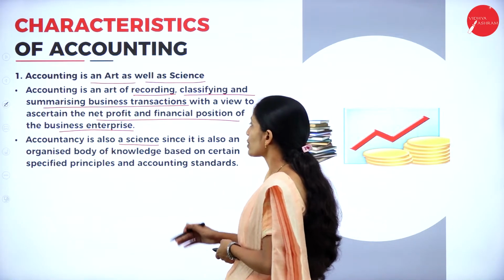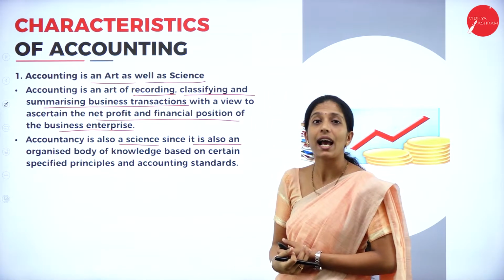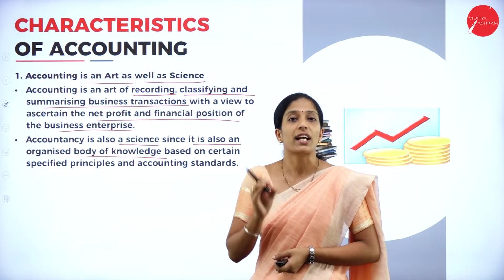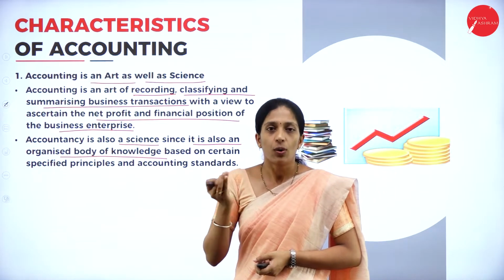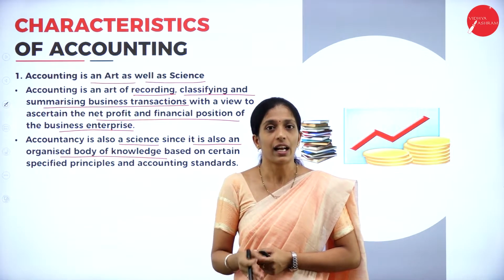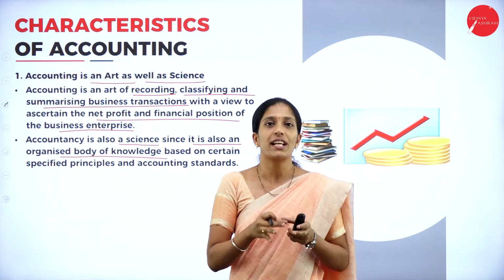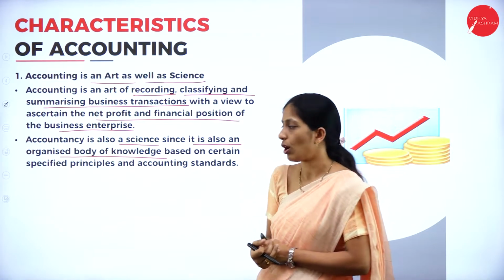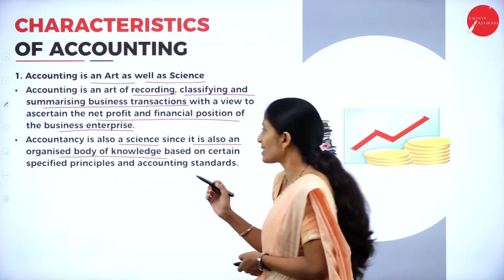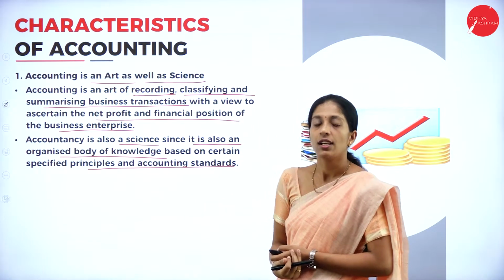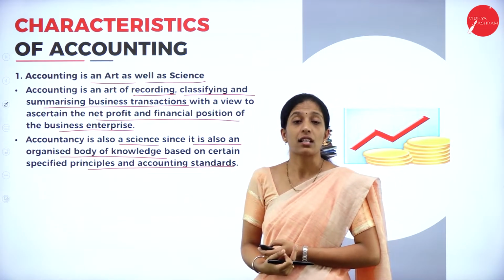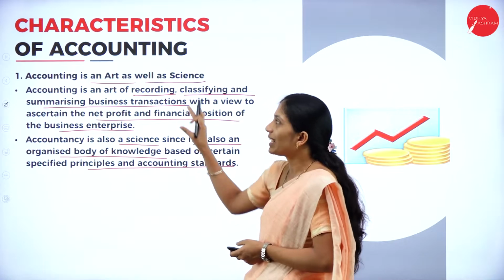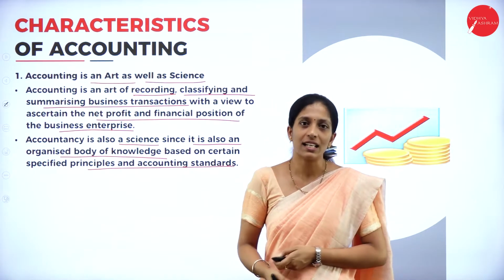So accountancy is also a science since it is an organized body of knowledge. It contains all the theoretical aspects relating to recording, classifying and summarizing. Whatever activity we conduct in accounting, all the theoretical aspects will be included in accounting. So we call it a science because it is a body of knowledge based on certain specified principles and accounting standards. You will come to know which are the accounting principles, concepts and conventions later on in this unit. Now remember that accounting is both an art as well as a science.